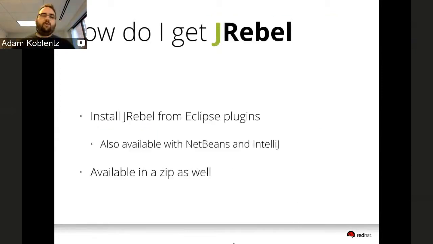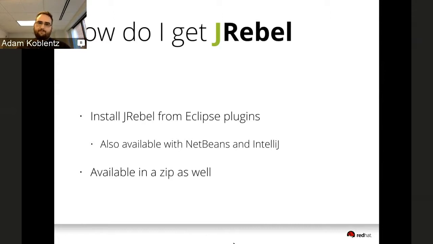Before we get started showing you what JRebel can actually do, let's quickly touch on how you get it. You can install JRebel from the Eclipse Marketplace or the update site. It's also available for NetBeans and IntelliJ in their plugin directories. And it's also available as a zip file. So if you don't use an IDE or if you have some very non-standard IDE system, go to our website and download the zip file. The Java agent's right there, super easy to install.